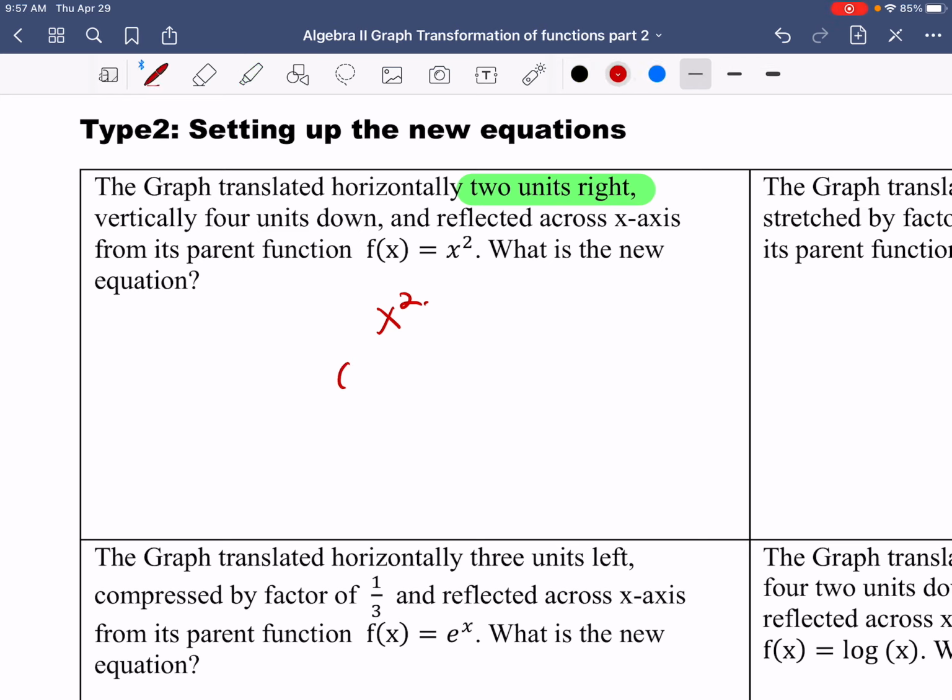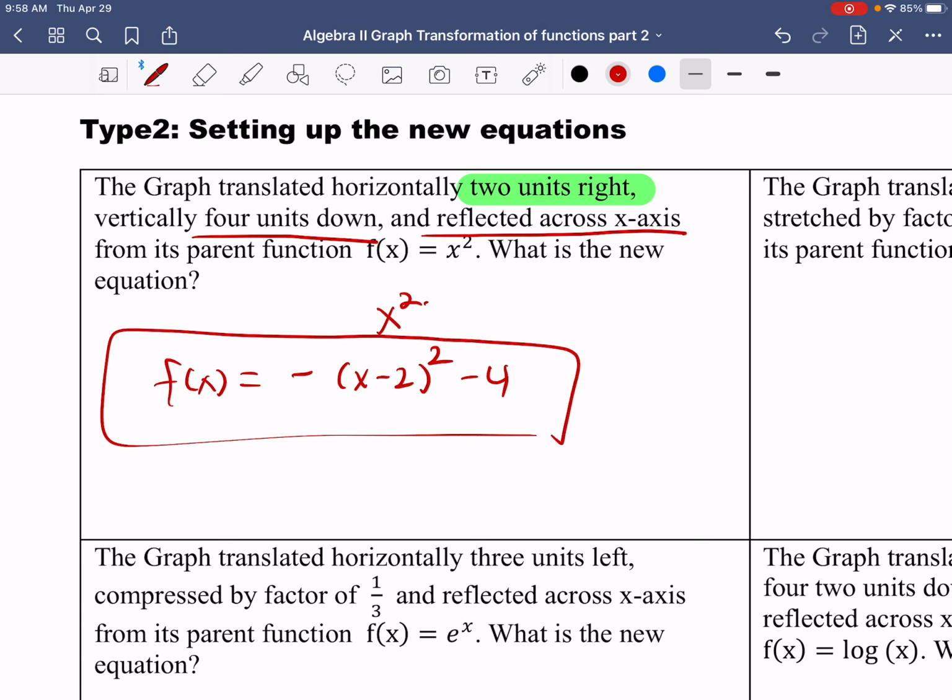So it should be left and right, x -2, because remember, left and right is opposite, right? And vertically, 4 units down, so -4, right? And they're reflected, so you're gonna put negative. And we don't see anything else, so that's it. So we started from this x squared here. Okay, so this one changed to this.